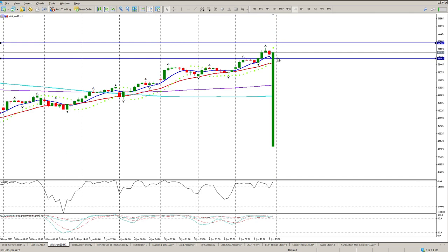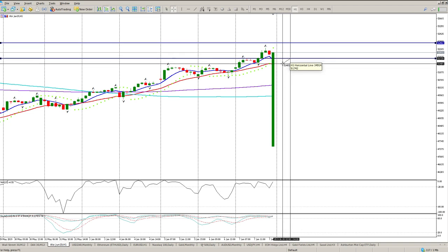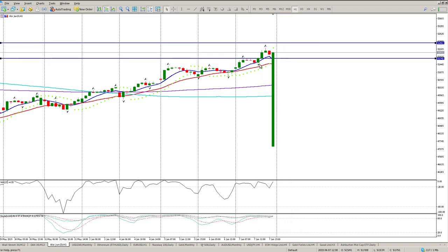So, in other words, I'm looking for a nice long entry here at 51,742, and profit taking is 52,483. Okay, and that should give you a nice 700-point trade with a stop of 300. So this previous fractal here is where my stop would be.